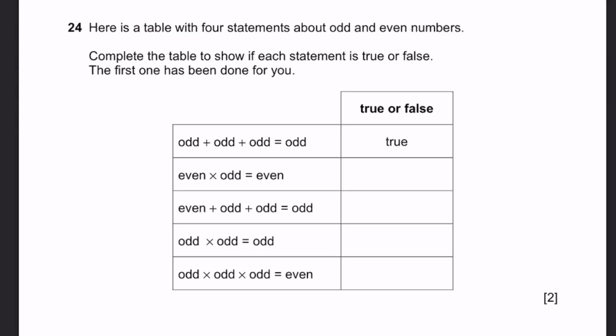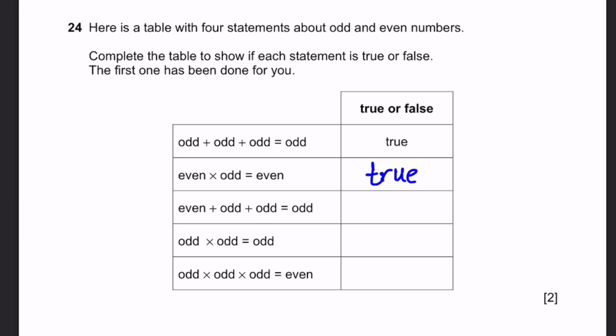Question 24. Here's a table with 4 statements about odd and even numbers. Complete the table to show if each statement is true or false. The first has been done for you. Odd plus odd plus odd is equal to odd. True or false? True. Yes, it's true. Even into odd is equal to even. We know that even number multiplied by any number is equal to even, so this is also true.